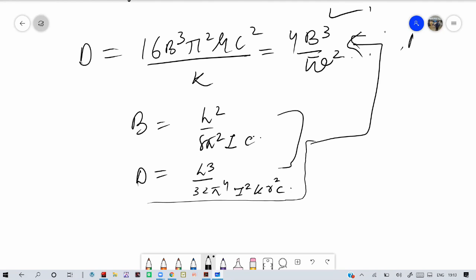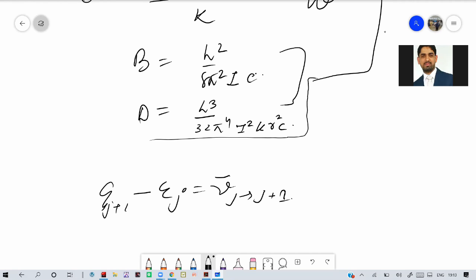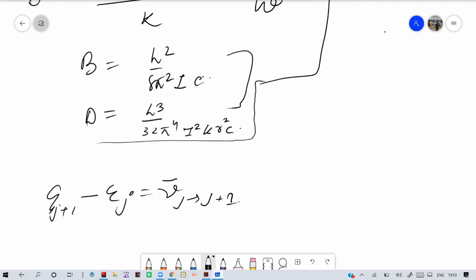Yeah. Now if you want to see the separation between two rotational energy levels of a molecule which is not rigid, which is non-rigid, how do you find it? EJ plus 1 minus EJ. Okay, then we can write, minus D term because of this higher order term, centrifugal distortion.